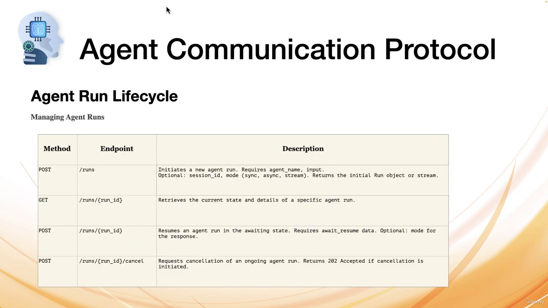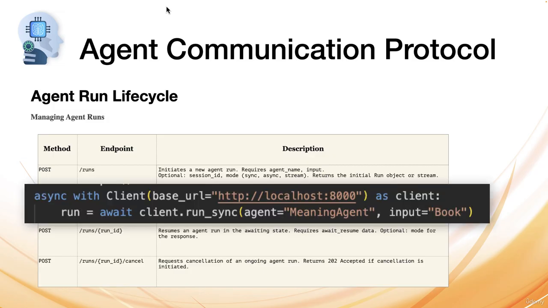The APIs that are relevant to agent run are on the screen. So if you want to execute an agent or run it, you make a post HTTP call to /runs endpoint. You need to provide at least two parameters. One is the name of the agent. The second one is the input. The input has content type and content. In our meaning agent example or dictionary example, the content type was plain text and the content was book.